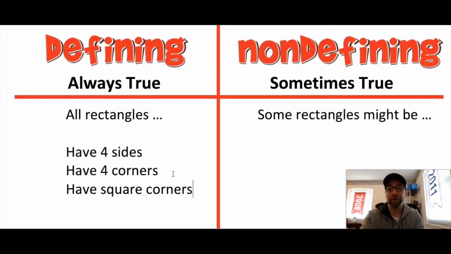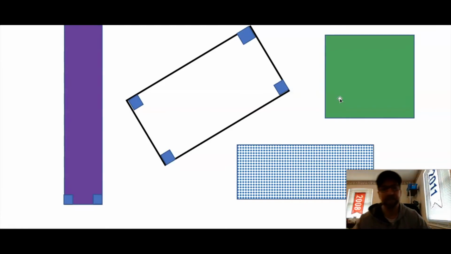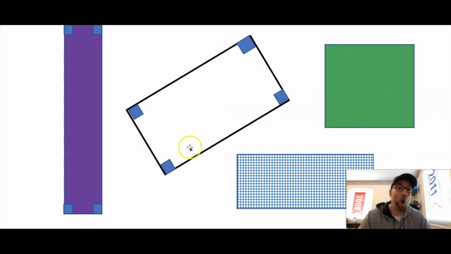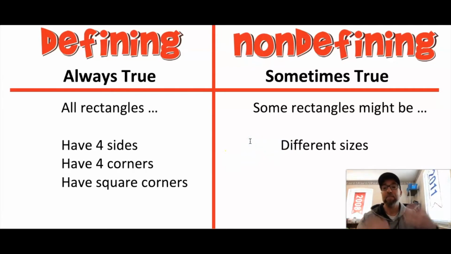square corners. Now, there's non-defining attributes also. That means they're sometimes true. So what would make these rectangles different? What makes these rectangles different? Well, I see some long rectangles, and I see some short rectangles, and medium rectangles. So our rectangles can be different sizes. Doesn't matter whether it's a small, medium, or large rectangle.